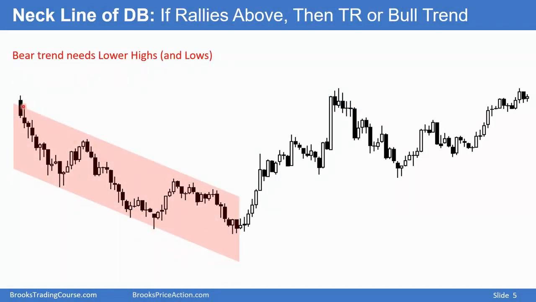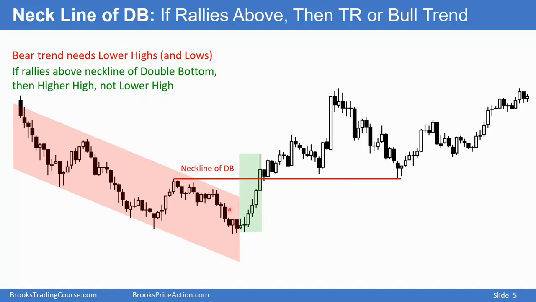A bear trend needs lower lows. More importantly, it needs lower highs, lower major highs. A major high is a high that has a strong sell-off, preferably to a new low. As long as the market's forming major lower highs, it's in a bear trend. If it goes above a major lower high here, maybe here, the bear trend probably has ended, and the market has either evolved into a trading range or reversed into a bull trend.